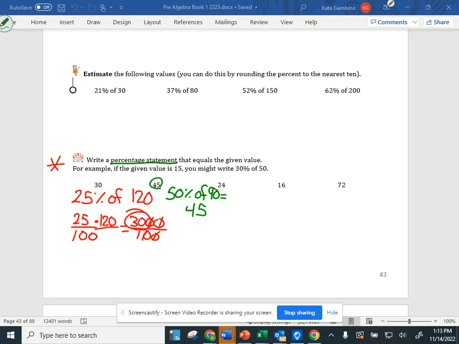Don't overcomplicate it. Use numbers that you know. Gus knew 25% is 1/4. That was something that he knew right away. I know my 50%. I can multiply by 2. Okay, don't overcomplicate it.